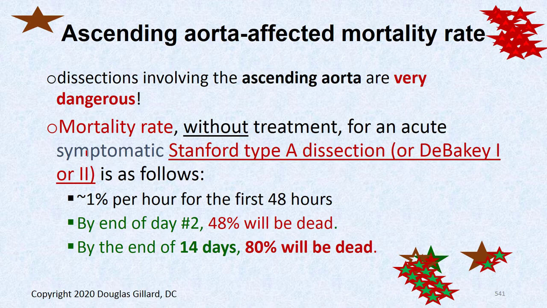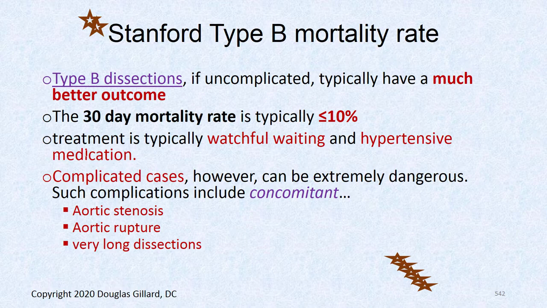So here are the rates. This is terrible. About 1% will die per hour for the first 48 hours. 1% of people struck down with this without treatment will die. By the end of day 2, 48% will be dead. By the end of day 14, 80% will be dead. So this is no joke. This is a really serious cardiovascular condition.